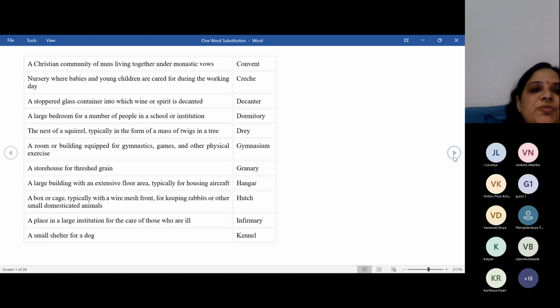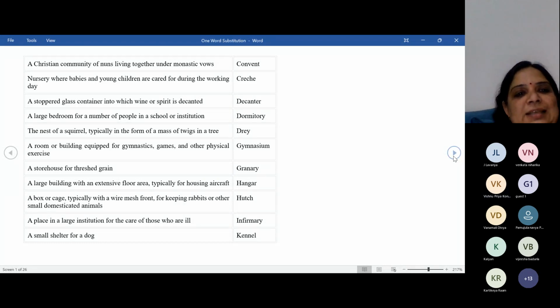A Christian community of nuns living together under monastic vows is called a convent. A nursery where babies and young children are cared for during the working day, where the parents leave their babies and go, is called a creche. Nowadays we call it a daycare, but normally the word was creche.